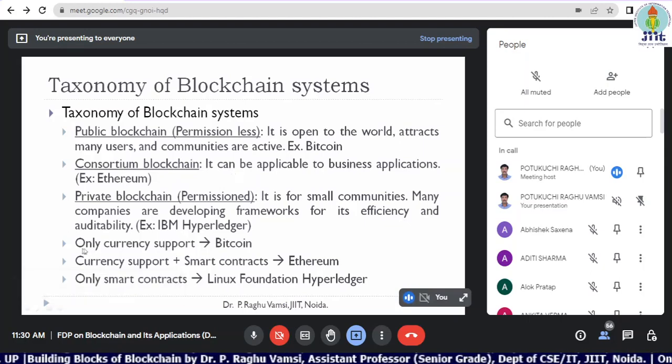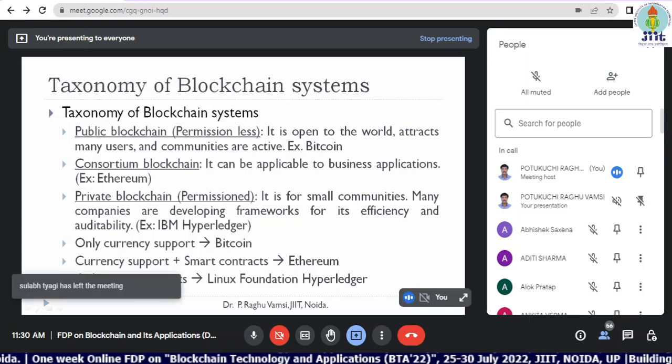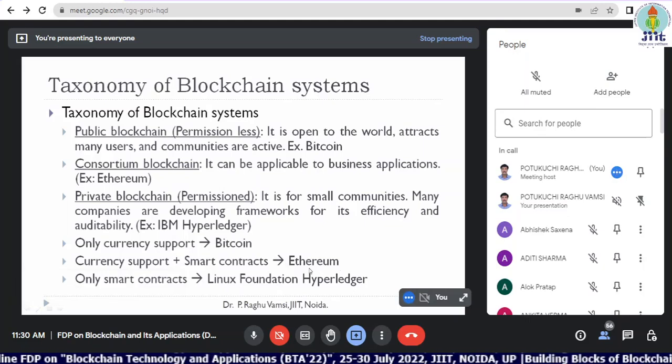If you are going for only cryptocurrency support, then go for Bitcoin; that is, you may take inspiration from Bitcoin. For currency support plus smart contracts, Ethereum is the most suitable platform. For only smart contracts, there is the Linux Hyperledger Foundation, in which there is no use of cryptocurrency or currency support. That is the reason we are going to cover Ethereum and Solidity programming in this episode.